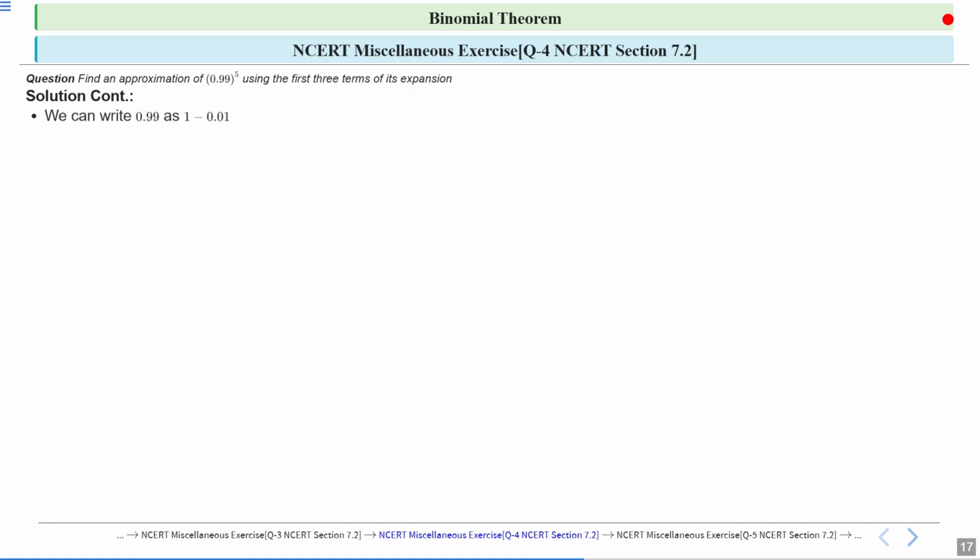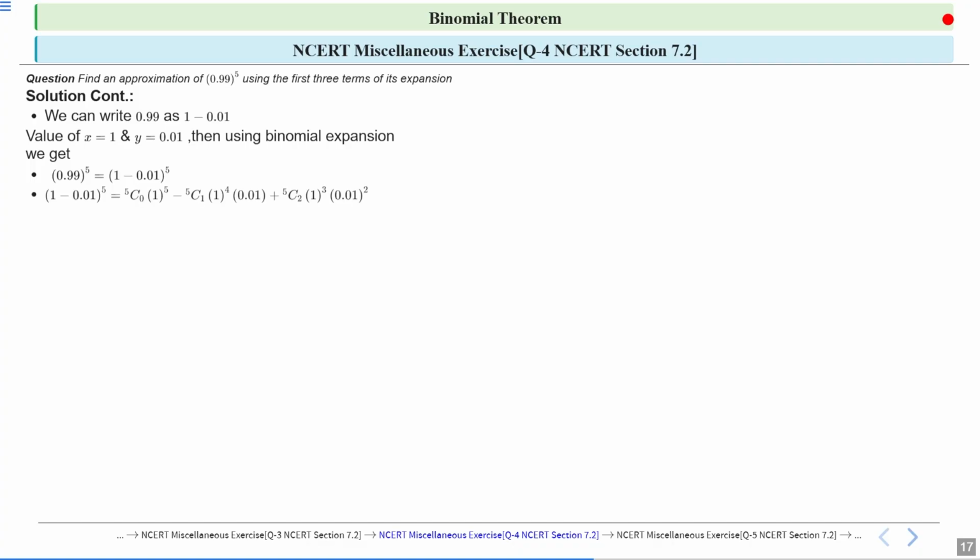So we can write 0.99 as 1 − 0.01. Now taking x equal to 1 and y equal to 0.01, using the binomial expansion, we get 0.99^5 equal to (1 − 0.01)^5. So (1 − 0.01)^5 is equal to 5C0 1^5 − 5C1 1^4 (0.01) + 5C2 1^3 (0.01)^2.